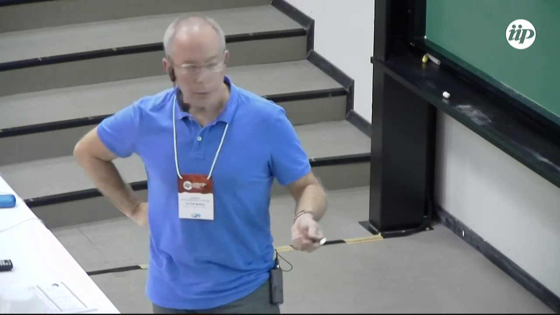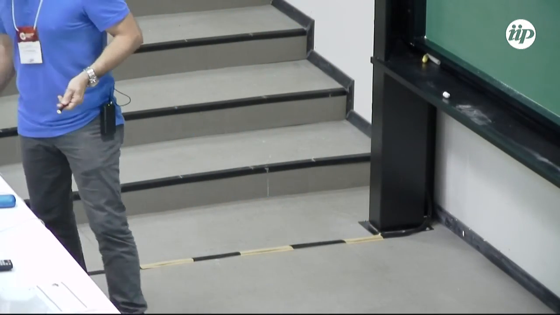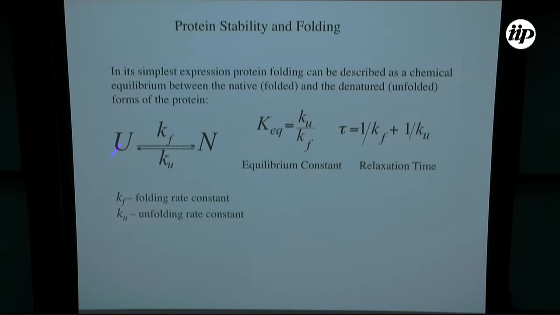But the idea is to basically compare protein folding to a very simple elementary chemical reaction. So you say, okay, I have an unfolded protein, or I have a native folded protein, and I have nothing in between. And therefore, I can describe this process with two rate constants, one for folding and one for unfolding. Okay, so this is the really, really simple thing.